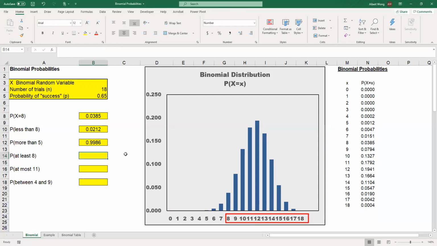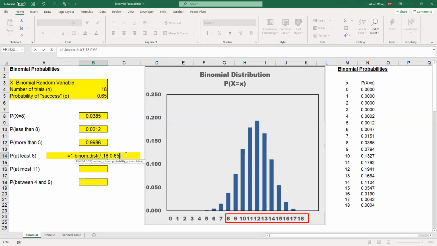So again, how do we enter it? We enter it as 1 minus binom.dist bracket 7, 18, 0.65, and again 2. So that's the way that we would calculate at least 8.